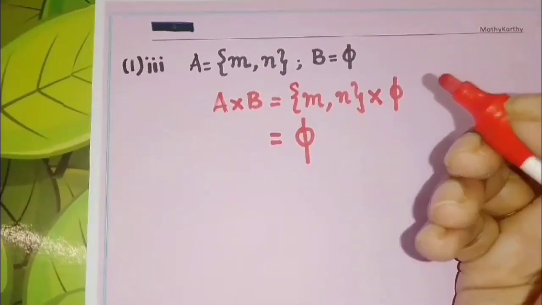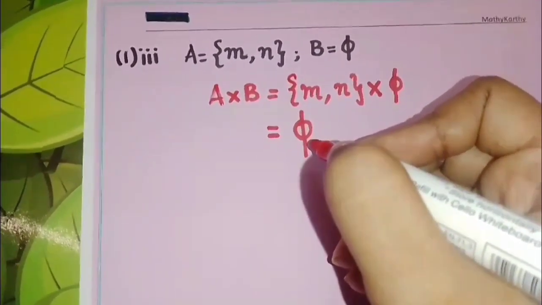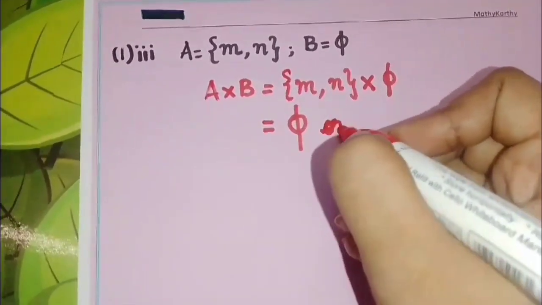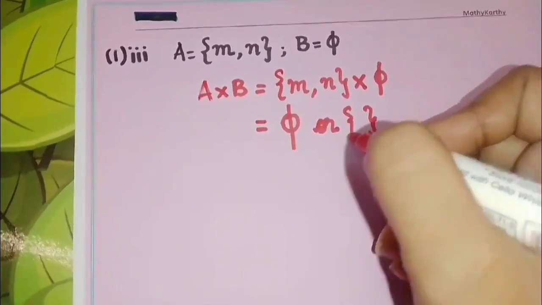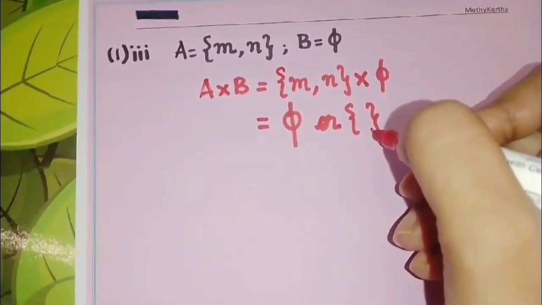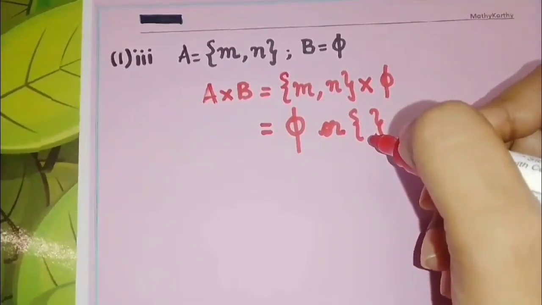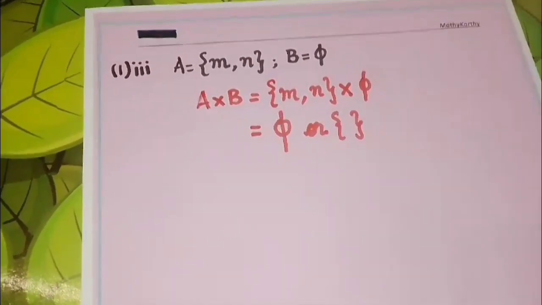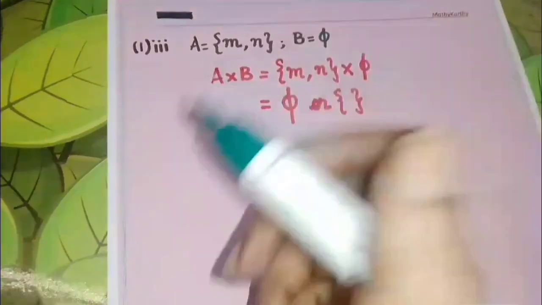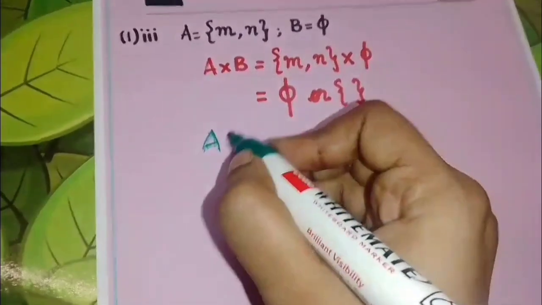So I will write the empty set. The empty set is represented by phi, or you can use two curly brackets enclosing no elements at all. So this is also another representation of the empty set. Either you can represent it by phi or you can represent it by these two curly brackets. So this is our answer for A cross B. That easy.